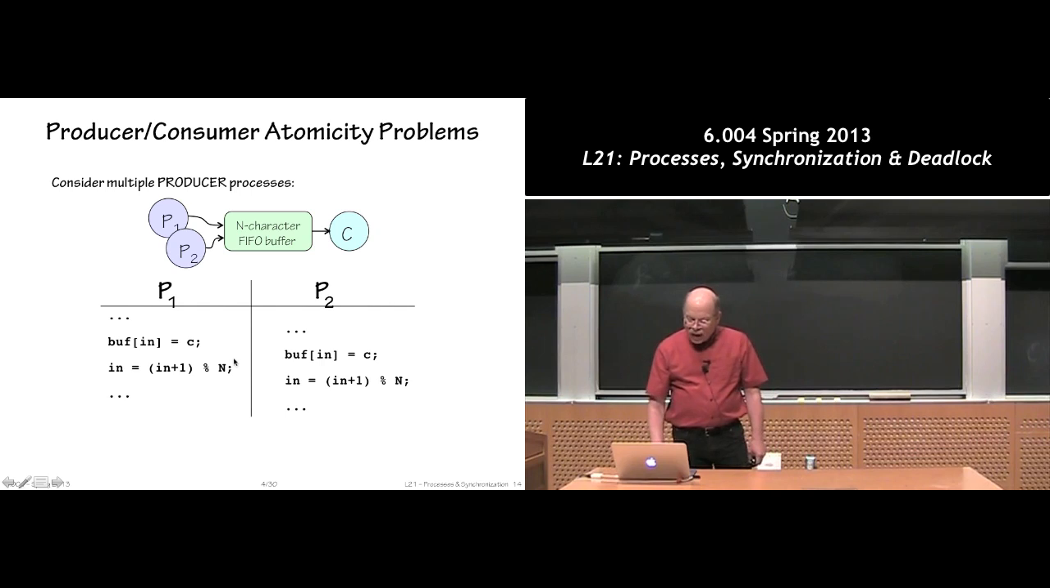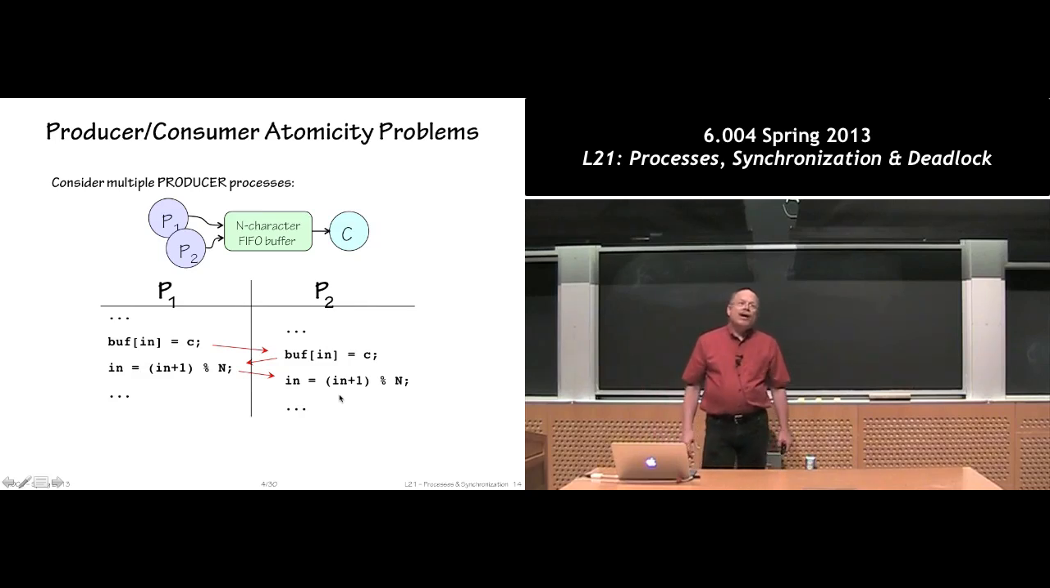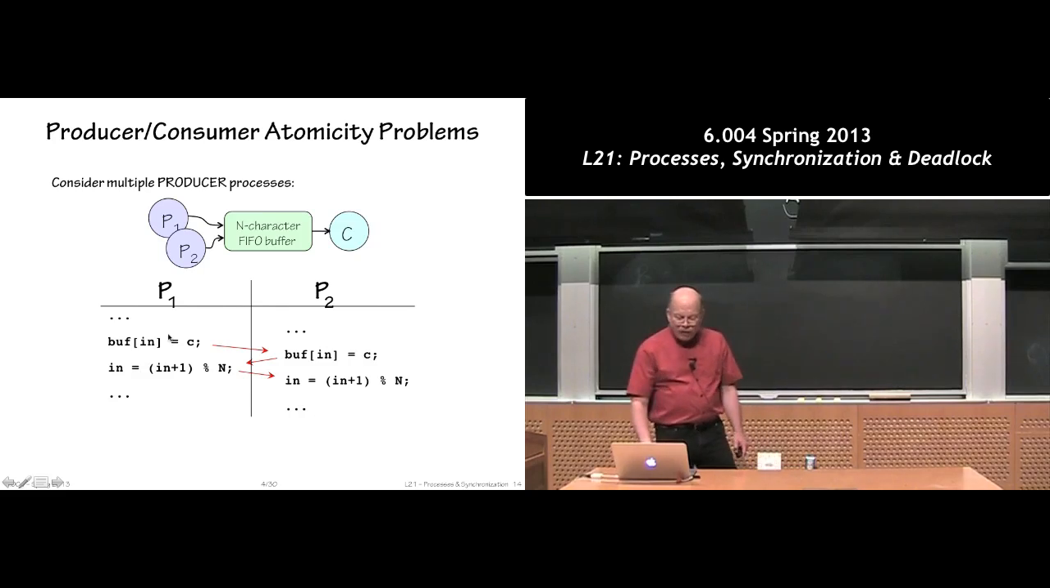And the trouble is, if these guys interleave in the wrong fashion, like so, we can end up reusing the same location twice and then leaving a blank in the buffer. So this ends up putting the character C in the same location of the buffer, but then incrementing the in pointer twice. So there's an example of interleaving of these shared variables, which is the buffer itself and then the in pointer, which is shared among all the producers, that we want to avoid.